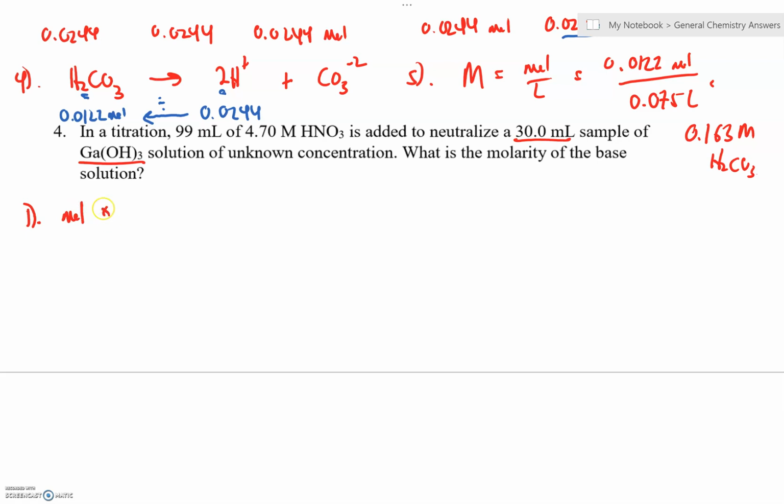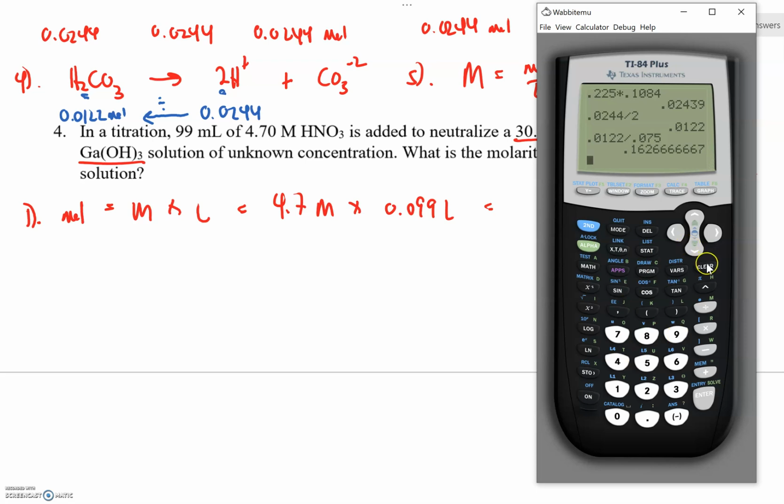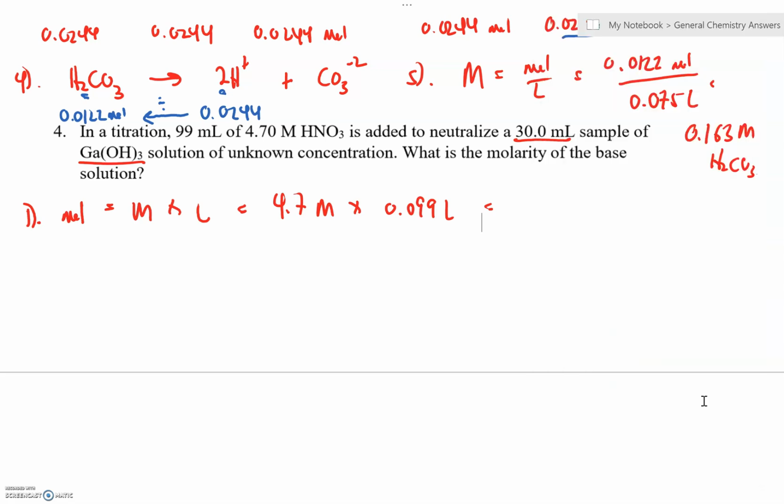So we know that we're going to try to find out how many moles of our known. It's equal to molarity times liters. We have 4.7 molar times 0.099 liters. By now you know how I do that, so I'm not going to do it. Now you know I'm dividing by 1,000. So 4.7 times 0.099 is 0.4653. We'll call that 0.47, let's say, moles of HNO3.